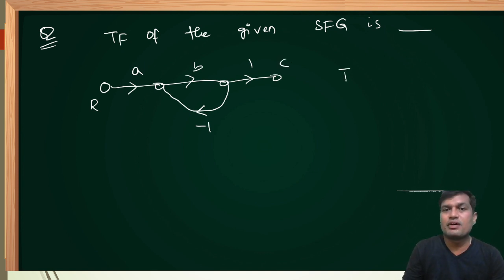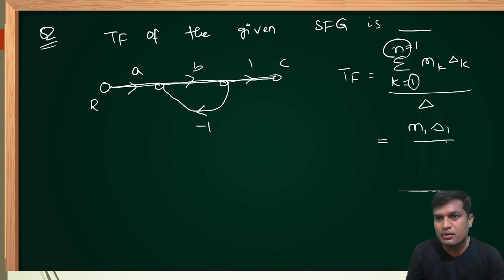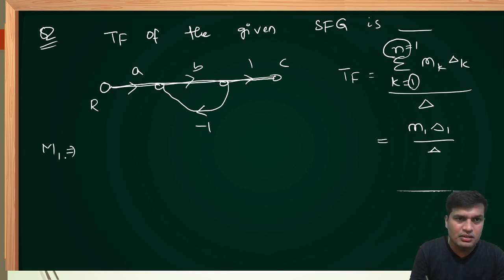What is Mason's gain formula? Summation k equal to 1 to n, M suffix k, delta suffix k, upon delta. First calculate n. What is n? The number of forward paths. How many forward paths are there between input and output? There is only one. N is replaced by 1. Therefore, we need to substitute only k value as 1, that is M1 delta 1 upon delta. Okay, it is simple. What is M1? The gain of the first forward path. There is only one forward path. What is the gain of the path? A into B into 1 will be AB. M1 is also completed. Immediately calculate delta.